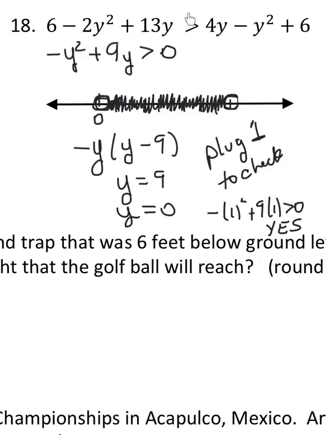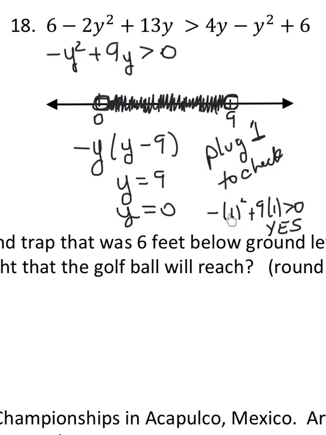But since this is a greater than symbol, I'm going to use an open circle. So right here at 0, I have an open circle. And right here at 9, put a 9 in there. Right there at 9, I have an open circle. And then what I'm going to do, I'm not going to use 0 to check, because that's my critical point. So I'm going to use something other than 0. Well, the other number that's really easy to use besides 0 is the number 1. So I'm going to check this point right here. So I plug 1 in to check.